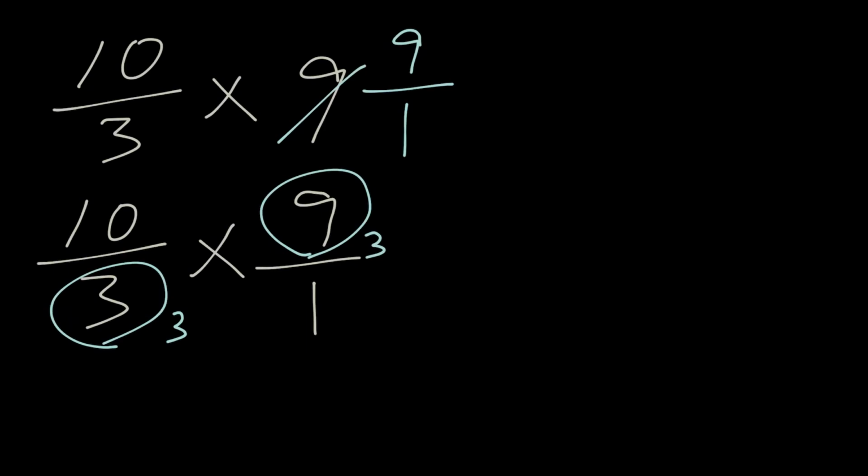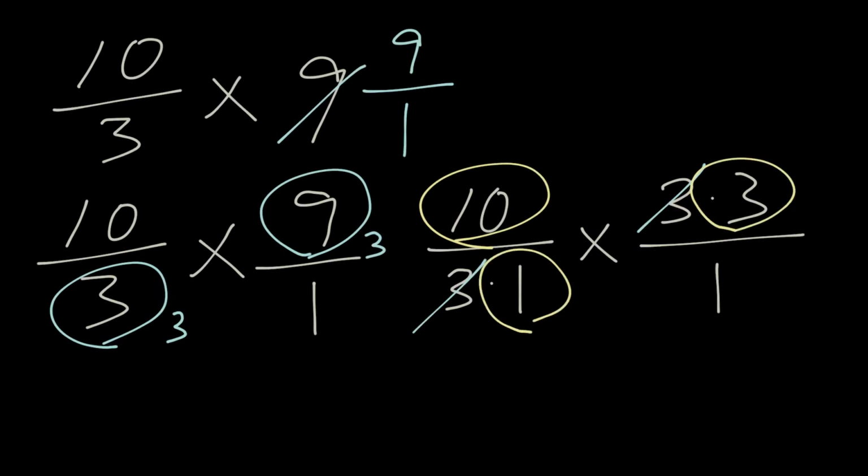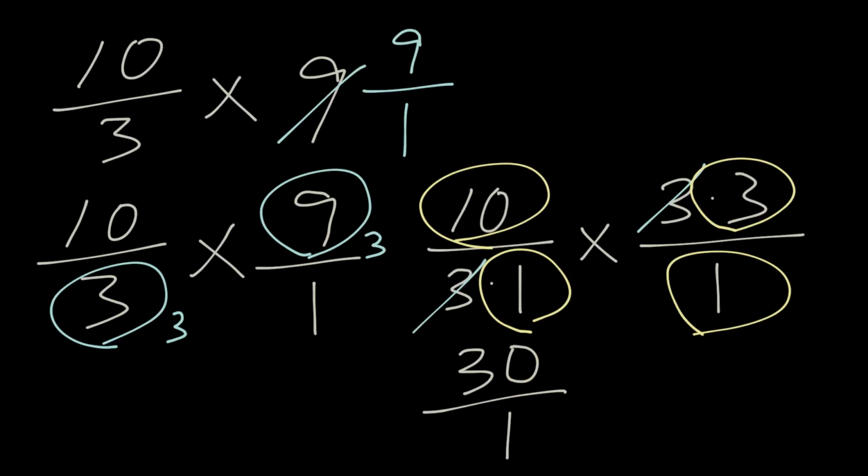So we can write it like this. Okay. And we can simplify the 3. And that's it. Then we are left with 10, 3, and 1 on the bottom. So the answer would be 30 over 1. And then that equals 30.